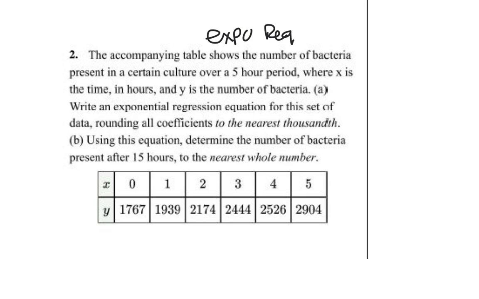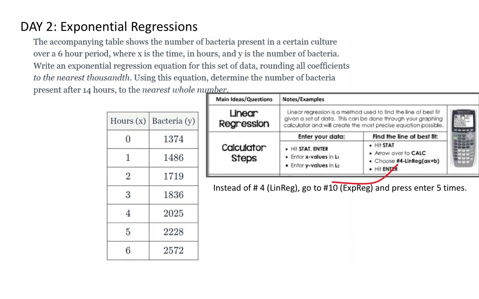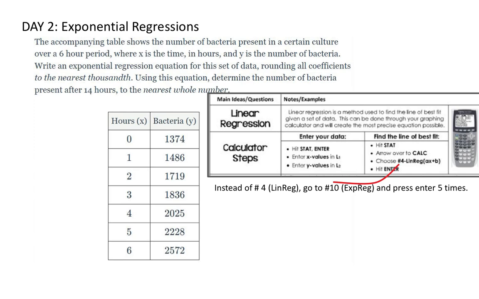But we do this in the calculator. So I want to go on over here to show you these steps for doing linear regression. Okay. So it says the accompanying table shows the number of bacteria present in a culture over a 6-hour period. So here's X is hours. So over each period, each hour, they take a measurement, where X is time in hours, and Y is the number of bacteria.